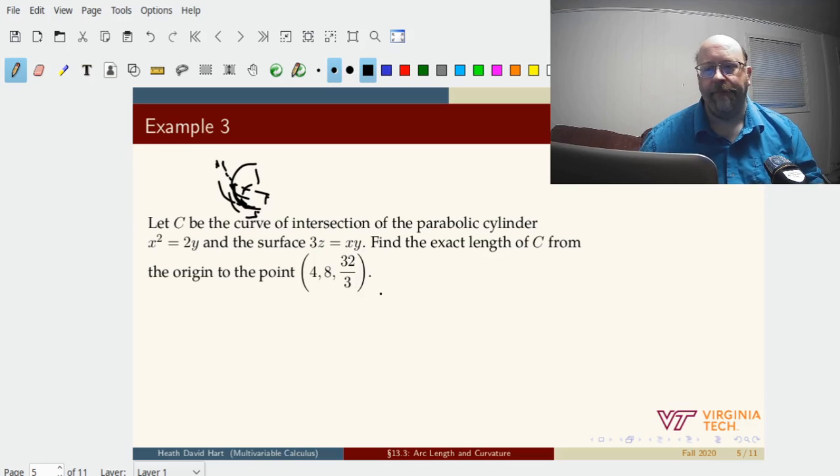Okay, so we need to parameterize this somehow, and the way I would parameterize this is to start. This equation only has two variables. This equation has all three variables. So let's start with this equation. And since y is only to the first power, let's let y equal t. No, actually, let's let x equal t.